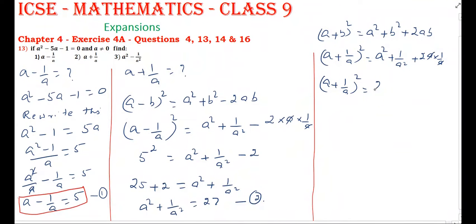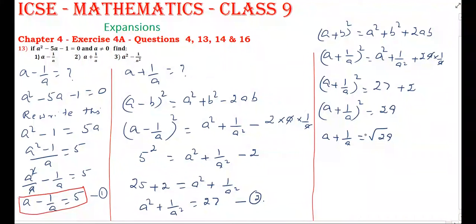So we can apply here: it's 27 plus 2. So a plus 1 by a the whole square equal to 29. So this we can take square root. So a plus 1 by a equal to root 29. Here we need to use maybe plus or minus, because we are taking the square root, so it can be plus or minus. So this is the answer.